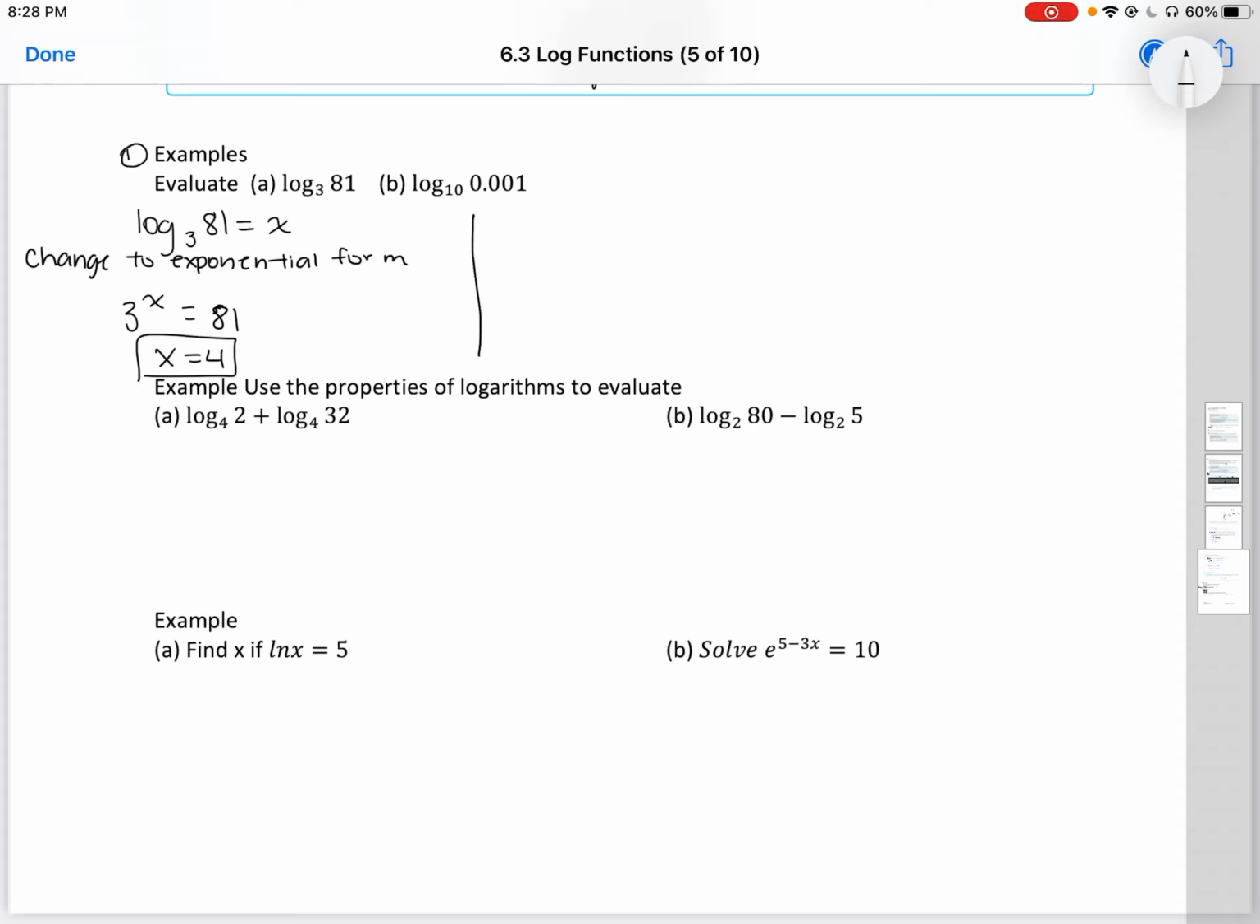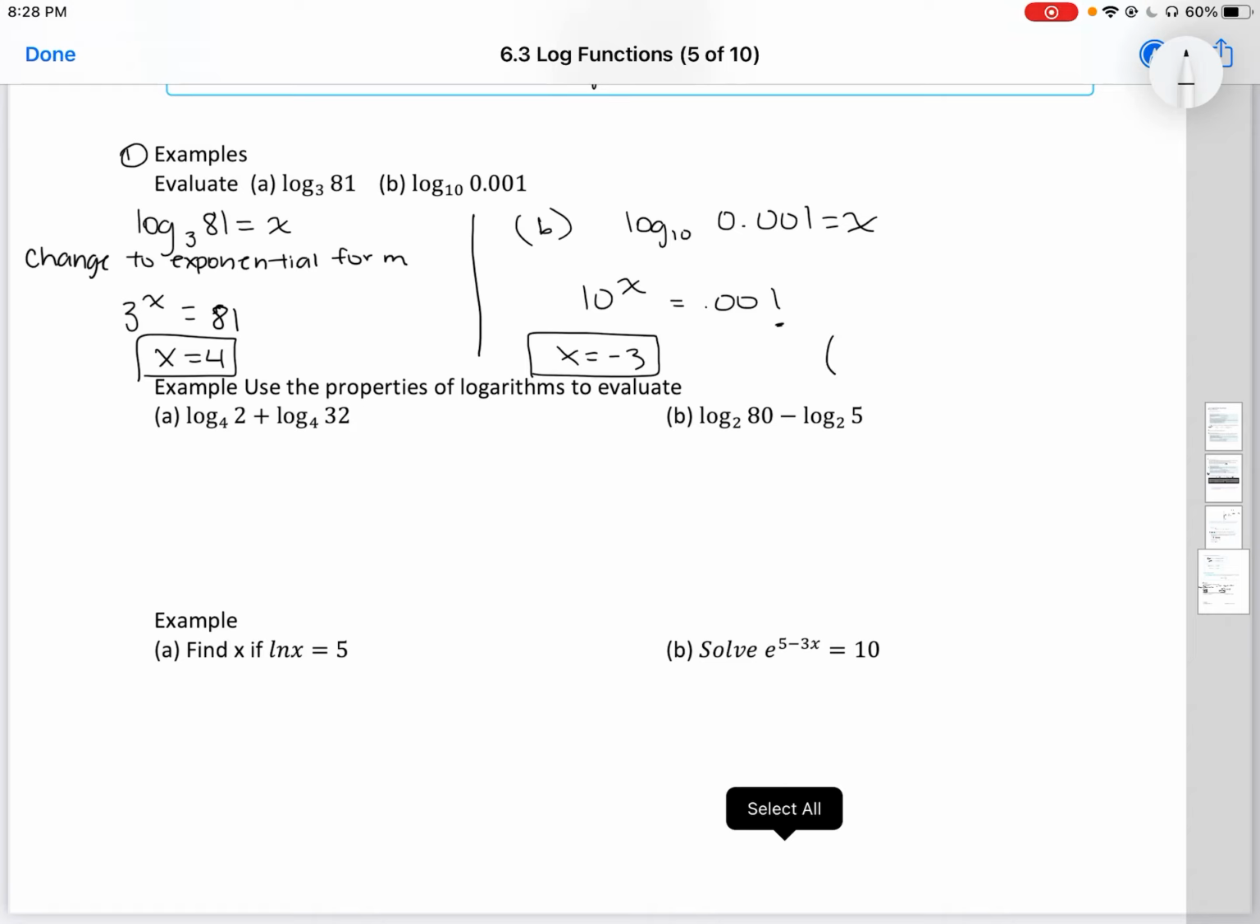Same thing for b. Set it equal to x, so we have log base 10 of 0.001 equals x. We write it in exponential form: 10 to the x power is equal to 0.001. So in a sense, we have a fraction to the thousandth place, so our x would be -3. In case you're thrown off by this, here's a quick reasoning: 10 to the negative third power is 1 over 10 to the third power, which is 1 over 1,000. In decimal form, that's 0.001, or one thousandth.